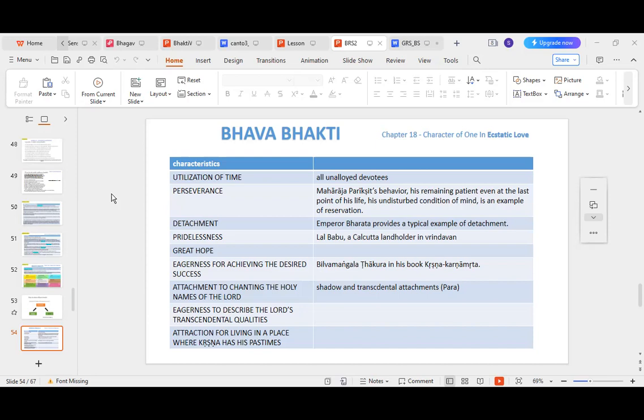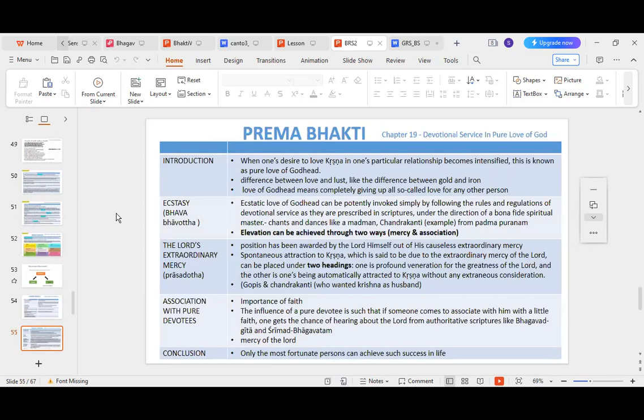Let's keep going. From chapter 19, from bhava, it moves to prema. As I mentioned, prema can be achieved from two perspectives: one is through mercy and association, or through sadhana. This is what it talks about.